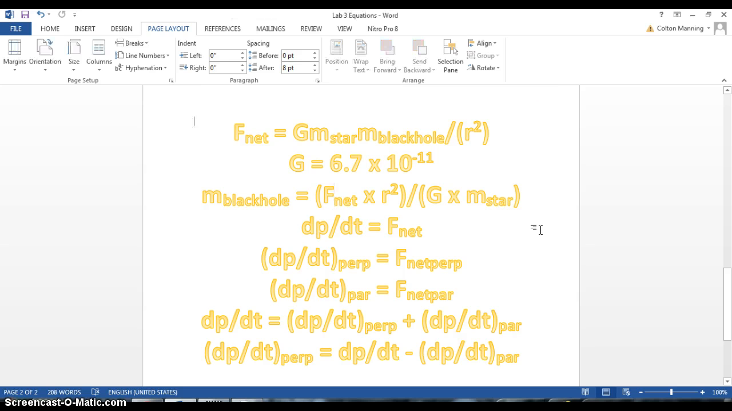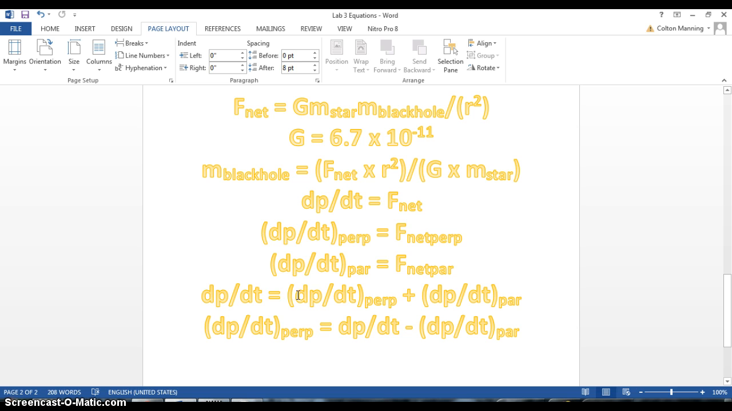Now, because we are going to be using momentum in the VPython data, we're going to set the FNet equations equal to the change in momentum. So the FNet here is equal to the change in the momentum divided by the change in time. And then FNet perpendicular is equal to the change in momentum perpendicular, and FNet parallel is equal to the change in momentum parallel. We're also given, through Newton's second law, that the change in momentum is equal to the change in momentum perpendicular plus the change in momentum parallel. And we can rearrange this equation to find the change in momentum perpendicular, which is equal to the change in momentum minus the change in momentum parallel.